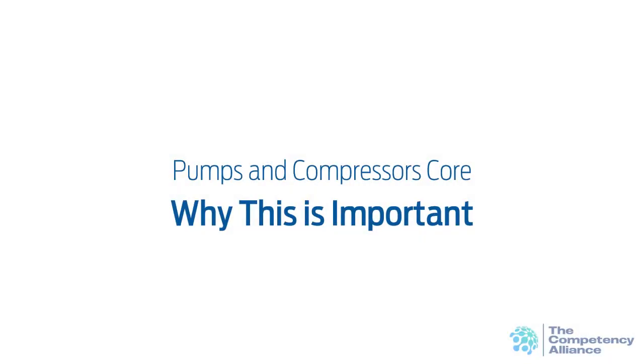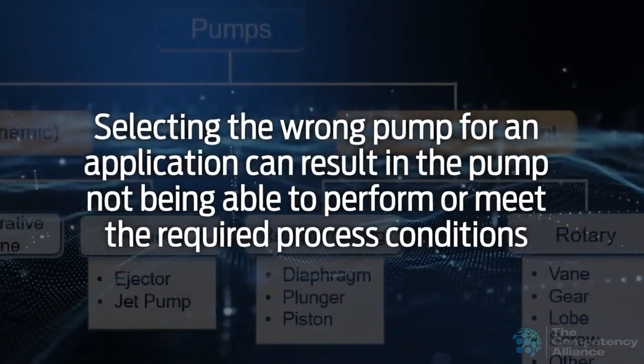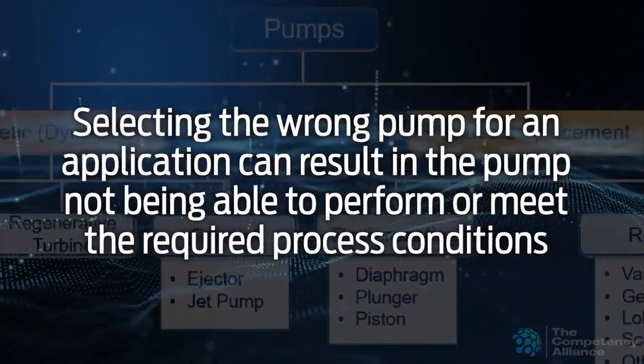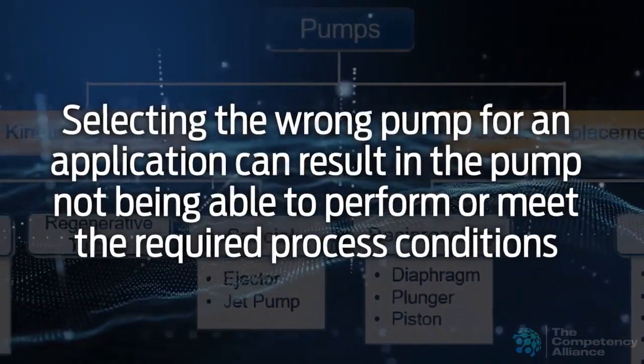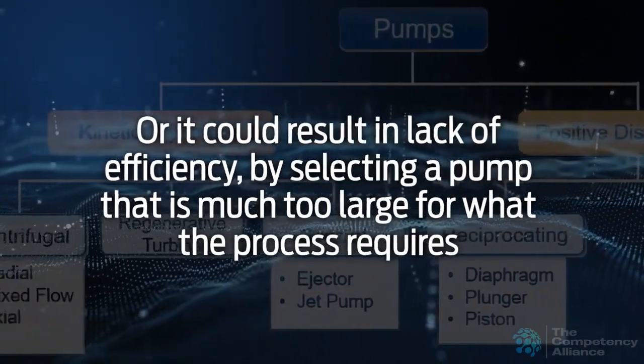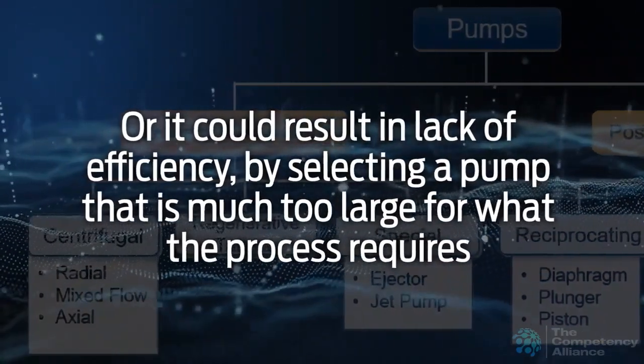This skill module covers pumps and compressors at the core knowledge level. This section discusses why this topic is important. Selecting the wrong pump for an application can result in the pump not being able to perform or meet the required process conditions, or it could result in lack of efficiency in terms of power use by selecting a pump that is much too large for what the process requires.